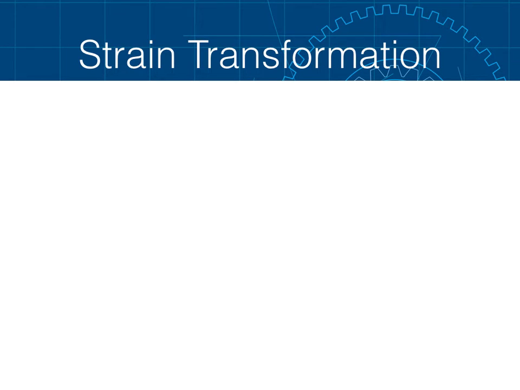Strain transformation helps us to determine what the stress and strain state of a material is after it has undergone deformation. Take, for instance, this infinitesimal block situated along the y and x plane. This is its initial state, with an infinitesimally small length of dy along the y-axis and an infinitesimally small distance dx along the x-axis.